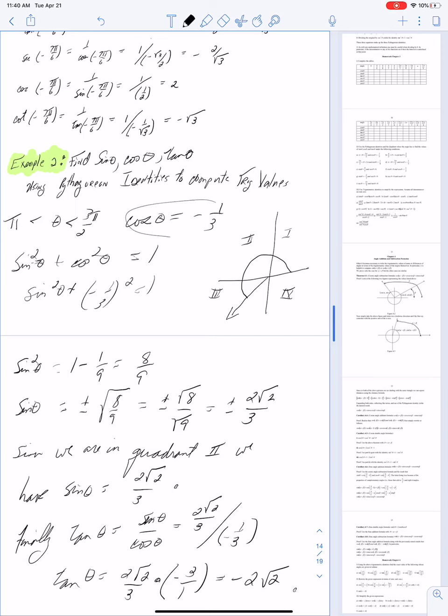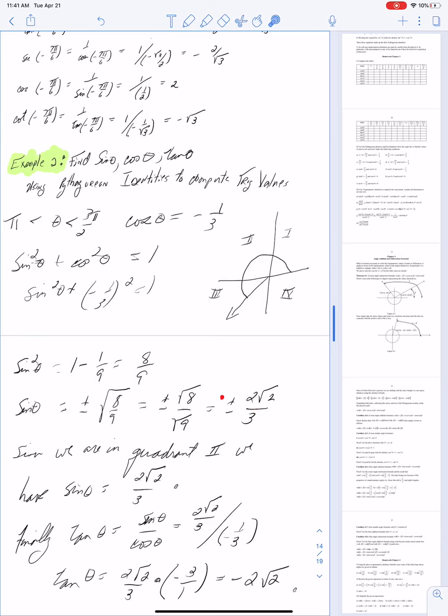So if cosine theta is minus 1/3, then I have the Pythagorean identity, sine squared plus cosine squared is 1. So sine squared theta add cosine squared theta, which is minus 1/3 squared, equals 1. Minus 1/3 squared is 1/9. I pull it over the other side. Sine squared theta is 1 minus a ninth. Finding a common denominator, I get 8/9. Sine of theta then algebraically is plus or minus the square root of this, which is plus or minus square root of 8 over the square root of 9, or plus or minus 2 root 2 over 3.